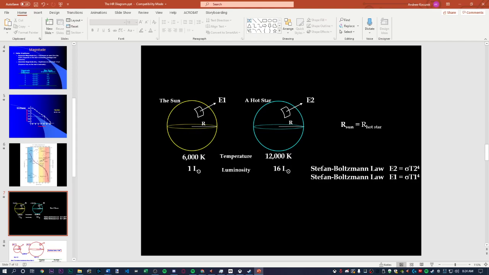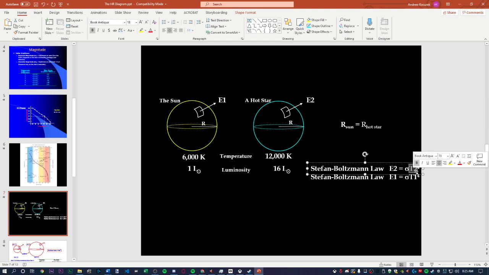So, E2. We need the temperature of this star. It's 12,000 degrees Kelvin. And this one's 6,000. So T1 is 6,000, T2 is 12,000. 12,000 divided by 6,000 is what? It's 2, right? 12,000 is twice as hot as 6,000.